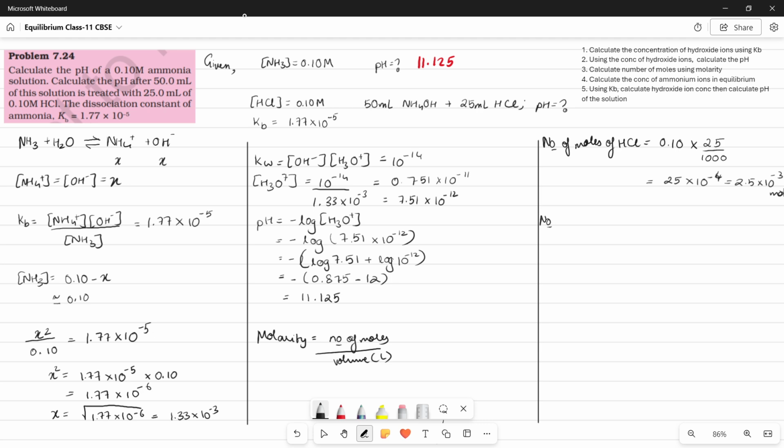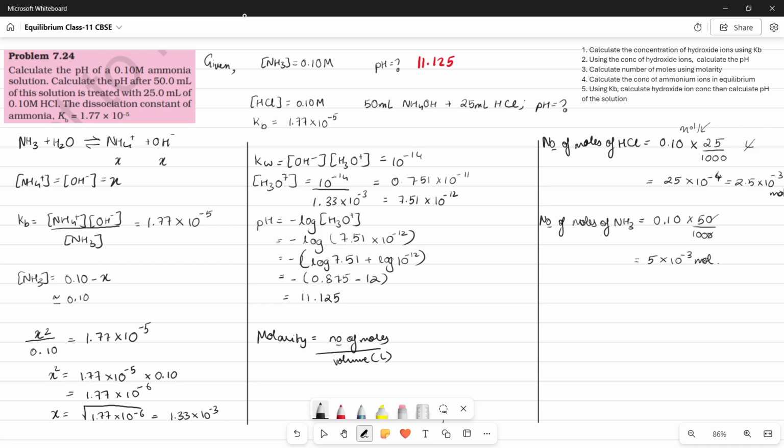Similarly, the number of moles of NH3 will be, remember one thing, here the volume of the ammonia solution is not 25, it is 50. So 50 divided by 1000. So you're going to have the zeros cancel, and in the end you're going to be left with 5 into 10 to the power minus 3 moles. And remember, you can double check: this is moles per liter and you have this in liters, so liter and liter get cancelled, so you're left with the number of moles. So you can double check to make sure that you've done the right calculation.